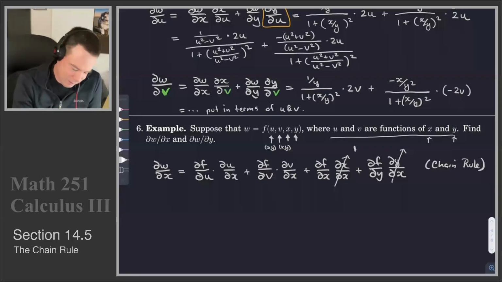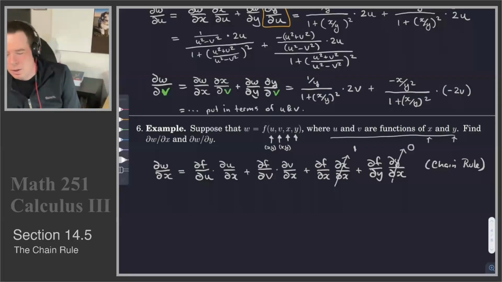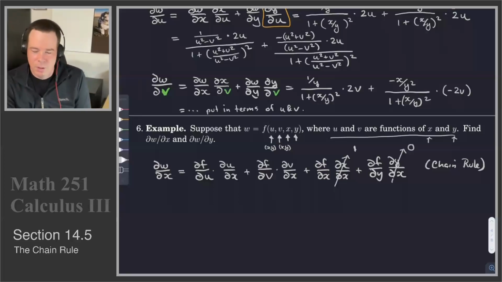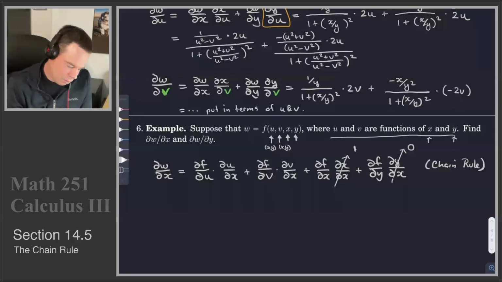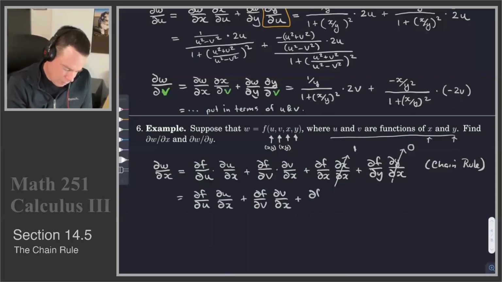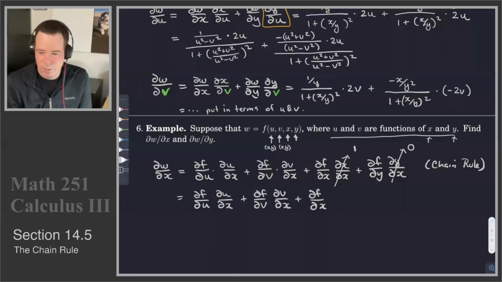That one's 0, exactly, you got it. Yeah, because when we differentiate y with respect to x, we treat y as a constant. It's an independent variable of x, so it's independent of it. And so its derivative would be 0. So that means that this becomes df/du du/dx, plus df/dv dv/dx, plus df/dx. And that's it, because that's multiplied by 1, and then the other term disappears because it was multiplied by 0.